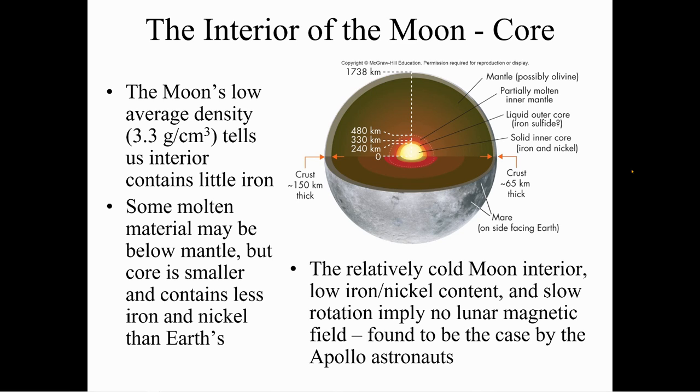So there's really no magnetic field for compasses and whatnot to work on the moon. We know this because the astronauts obviously tested this, and that would tell us that the core does not have much iron and nickel like the Earth's core does. And again, this is more geology or earth science, to cause an electric field or a magnetic field to be generated in the core.